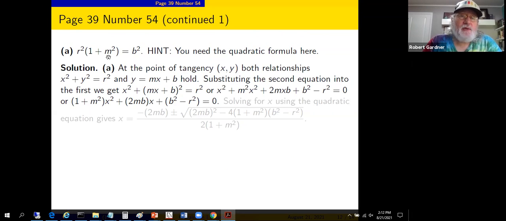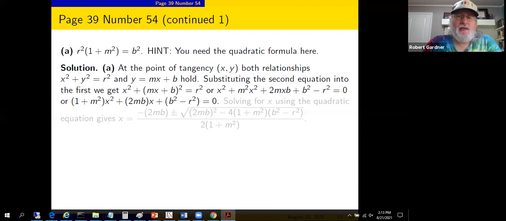Part A, show r squared times quantity 1 plus m squared equals b squared. Going to need the quadratic formula. Okay. At the point of tangency, x, y, we've got both x squared plus y squared equals r squared and y equals mx plus b. That one point lies both on the circle, and so its coordinates x, y satisfy this, and it lies on the line, and its coordinates satisfy that. So both of these hold at the point of tangency.